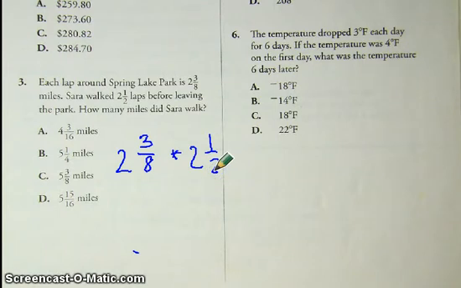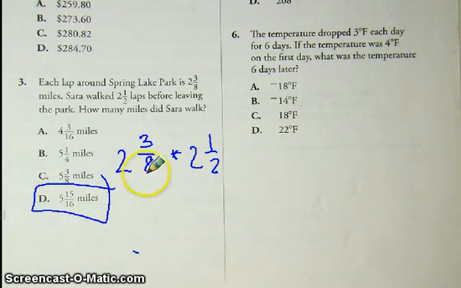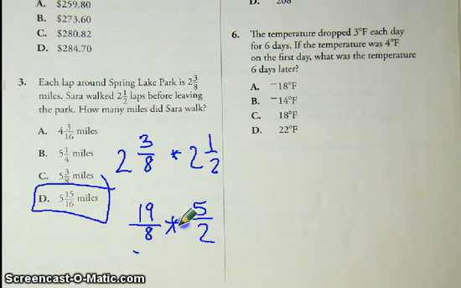When you multiply those, 2 3/8 times 2 1/2, that gives us 5 15/16. If you change these into improper fractions, you're going to have 19 over 8. 2 times 8 is 16 plus 3 is 19 over 8. And then 2 times 2 is 4 plus 1 is 5 over 2. There's no simplifying here between 19 and 2 and 5 and 8.